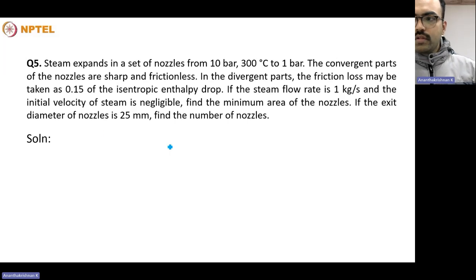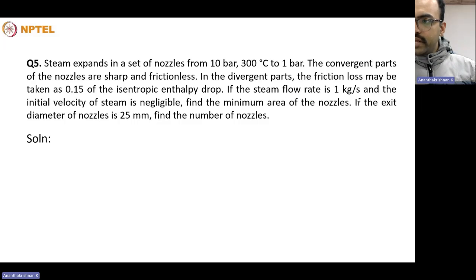So look into the fifth problem. Steam expands in a set of nozzles from 10 bar and 300 degrees Celsius to 1 bar. The convergent parts of the nozzles are smooth and frictionless. In the divergent parts, the friction loss may be taken as 0.15 of the isentropic enthalpy drop.